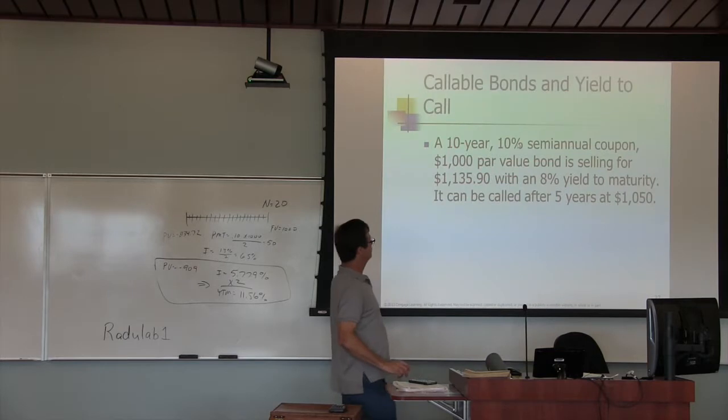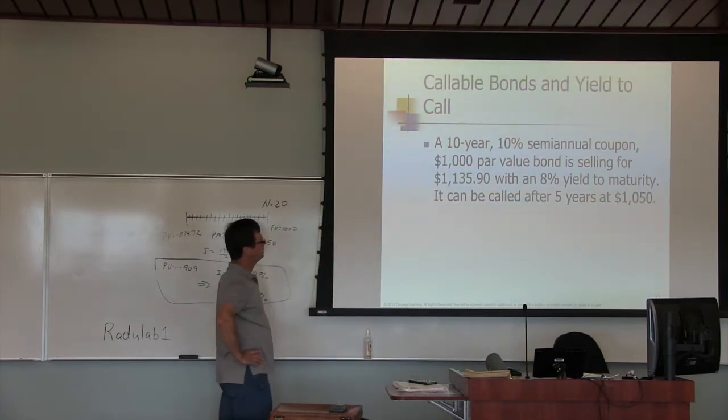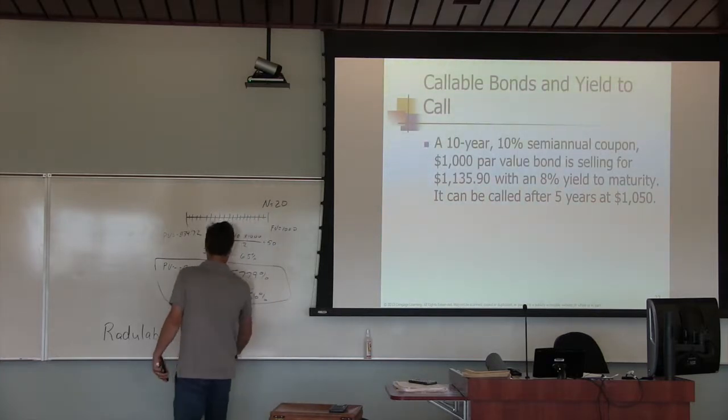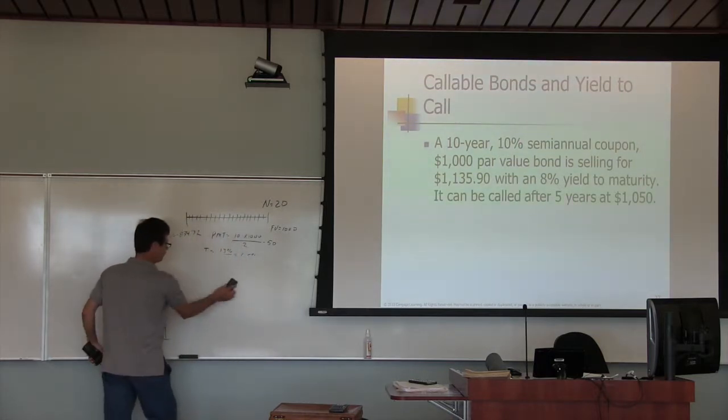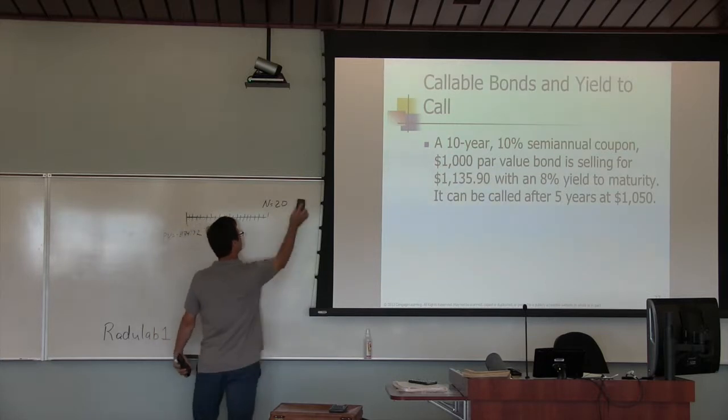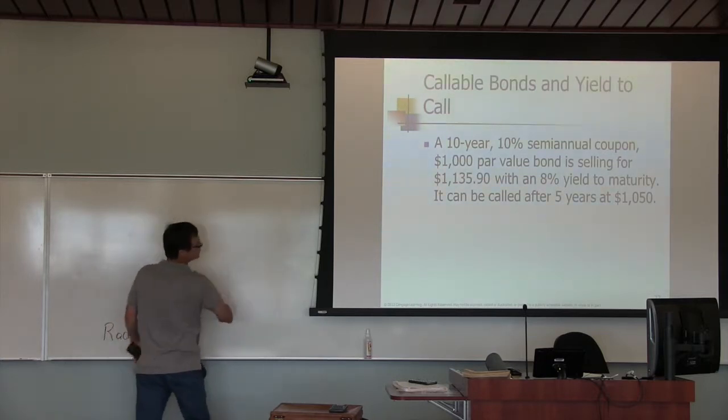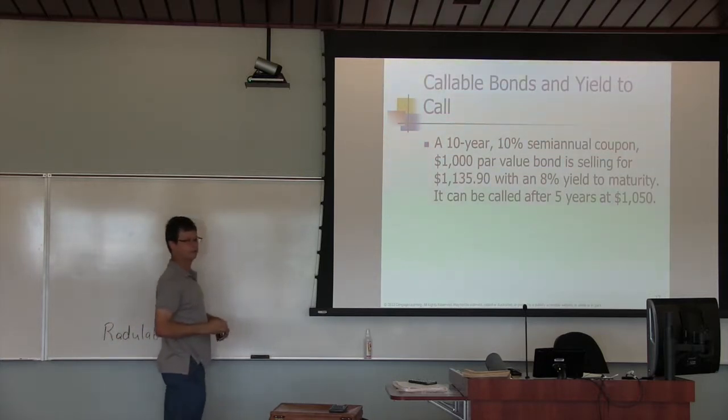So let's say we've got a 10-year, 10% semi-annual bond, $1,000 par value, that sells for $1135.90 and has an 8% yield to maturity. So it has a deferred call feature, so it's got protection from call for the investor for 5 years.